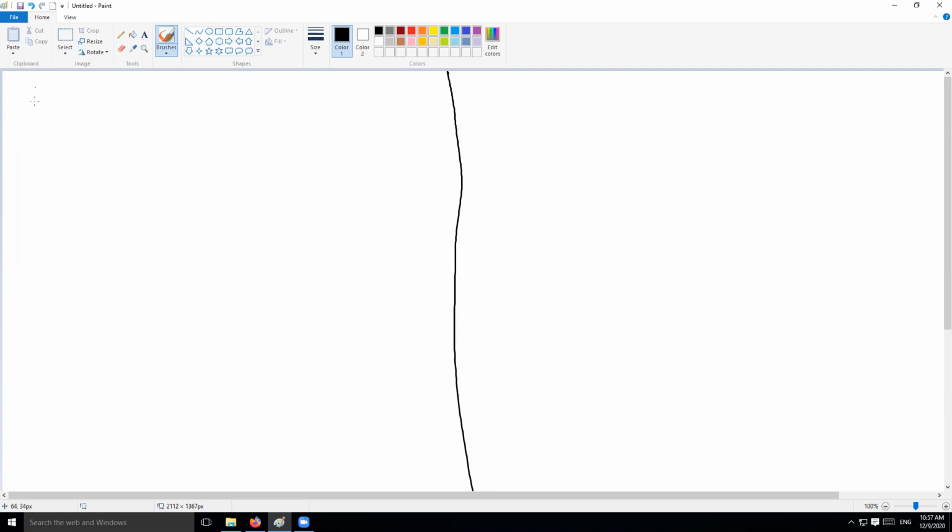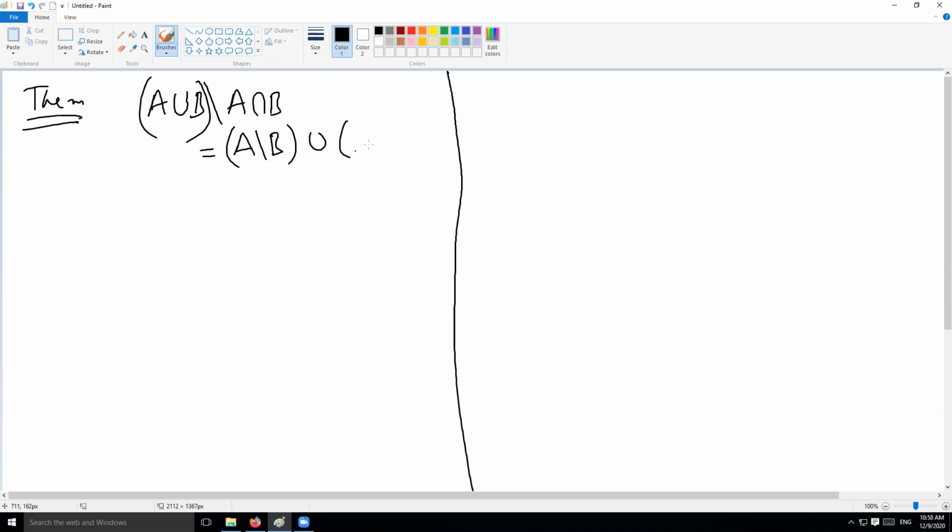For example, one theorem is that A union B minus A intersection B is the same as A minus B union B minus A. Okay. This is really the two definitions for the symmetric difference actually. Sometimes you also call it that.